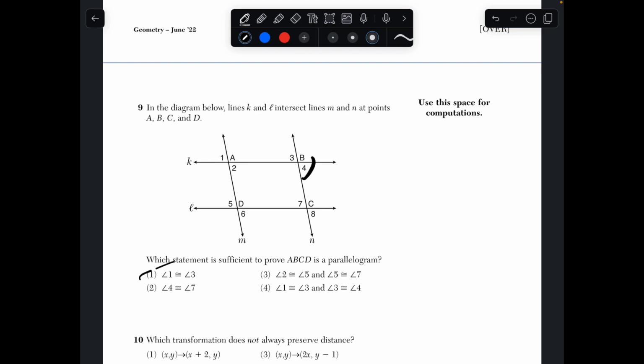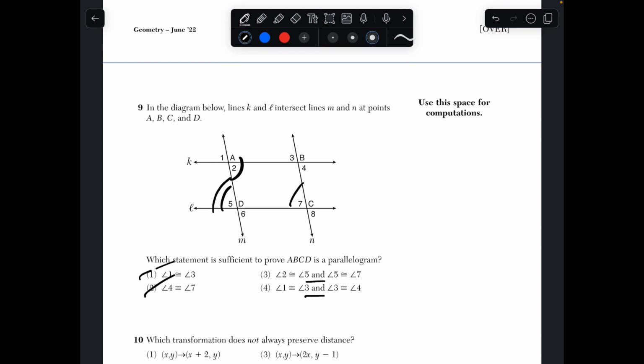Angle 4 is congruent to angle 7. So these are alternate interior angles, so that means lines K and L would be parallel, but that also doesn't really give us much, not enough to prove anything, so that is not the answer choice. Answer choices 3 and 4 have an "and" section to them, so this is very important. If angle 2 and 5, and angle 5 and 7.